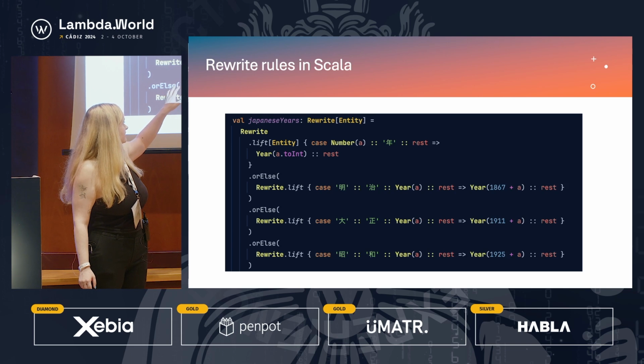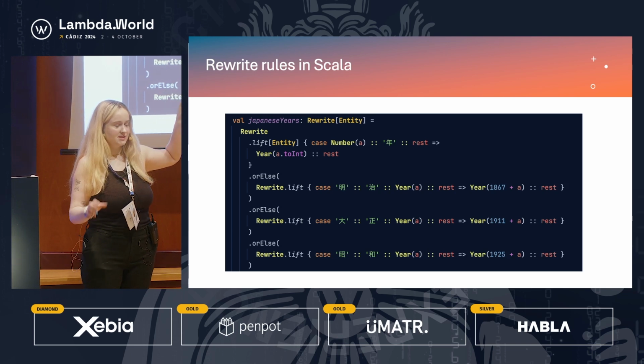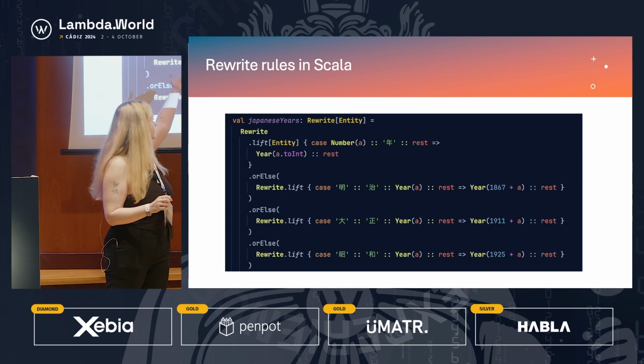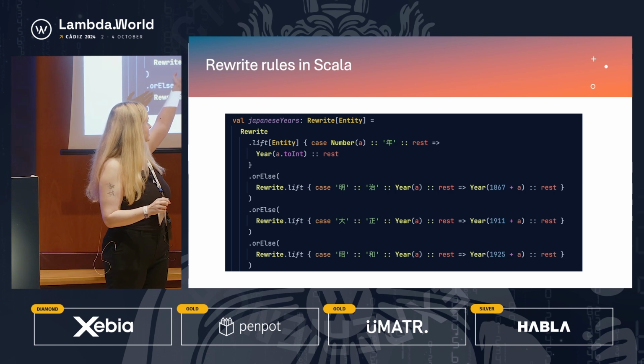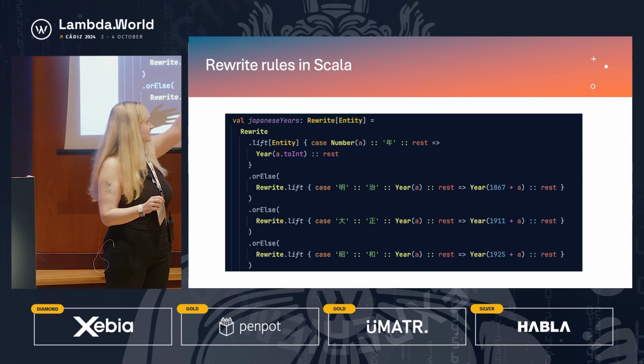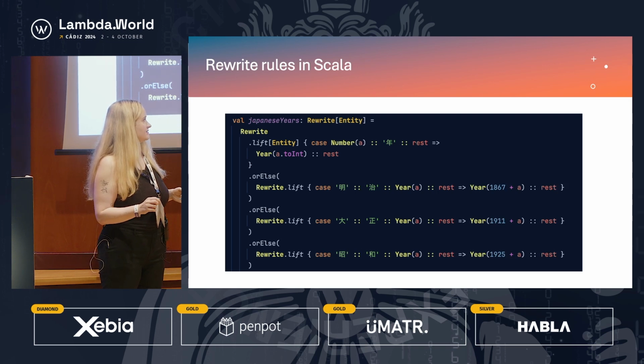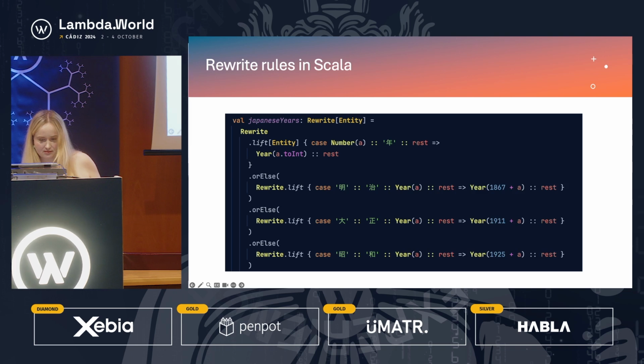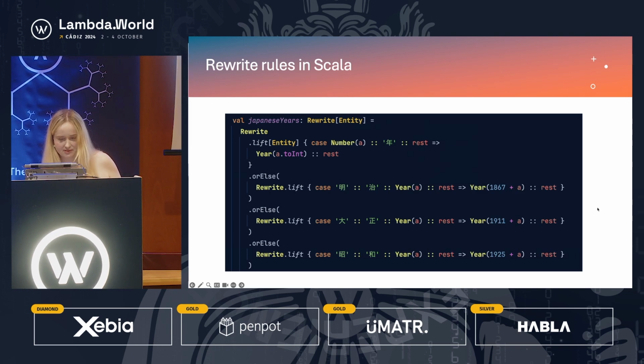And then if it's one of the Japanese imperial years, it will also have a prefix. So for example, we have Meiji era here. So if we see Meiji era followed by a year, then we'll convert that into the respective year. And then let's try updating my software.